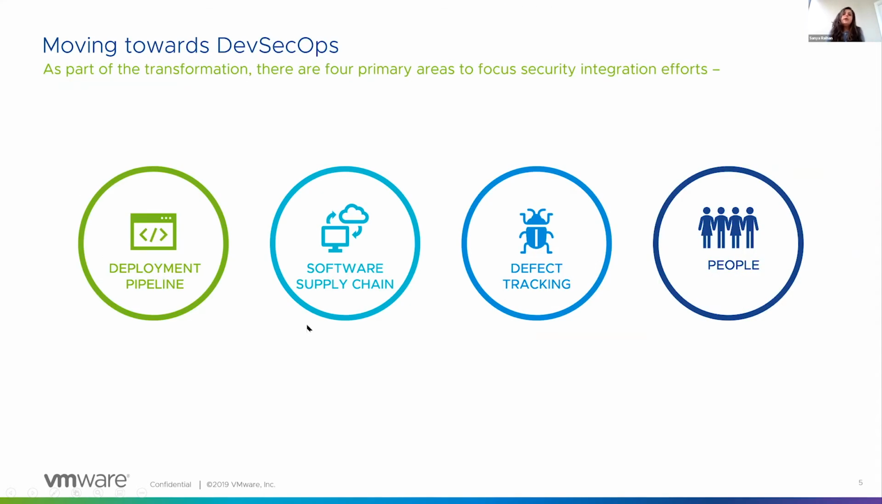So to be able to successfully implement these ideologies, that requires changes in both mindset as well as processes. So the idea is to embed controls in various aspects of SDLC, from deployment pipelines to third-party integrations to defect monitoring, as well as bringing an overall cultural change.